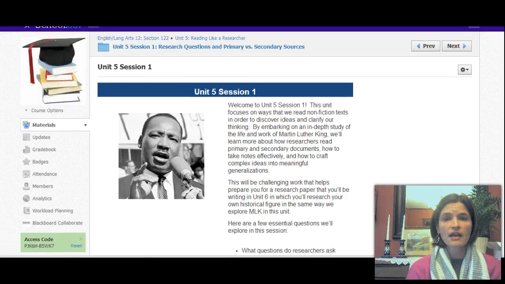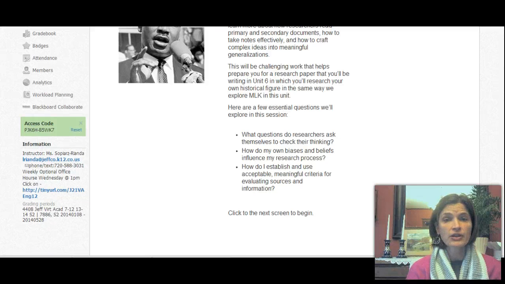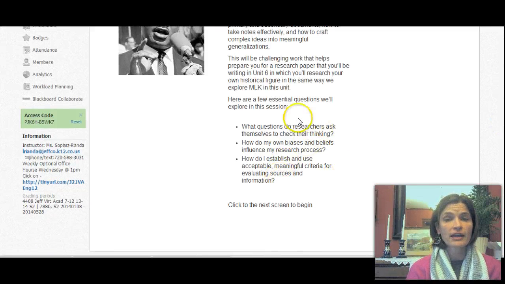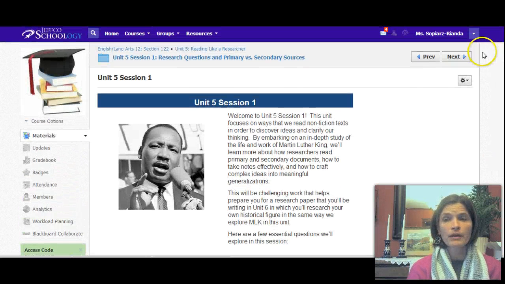As I mentioned, this will be some challenging work that's ahead because you're going to be preparing for your own research paper. So be sure that in this session you are thinking about these essential questions. What questions do researchers ask themselves to check their thinking? How do my own biases and beliefs influence my research process? And how do I establish and use acceptable, meaningful criteria for evaluating sources and information? And click next.